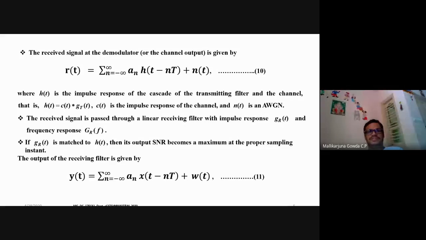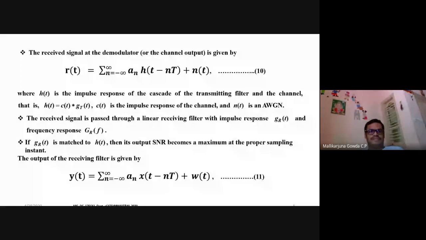Summation from n equal to minus infinity an h of t minus nT, plus noise, right? The noise is also added in the channel, I said. So this h of t that I have taken is the impulse response of the cascade of the transmitting filter and the channel. So h of t is the impulse response of both the blocks, that is, the transmitting filter as well as the channel.